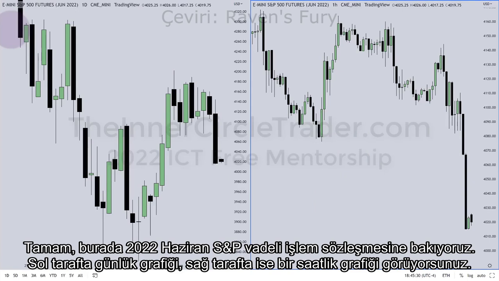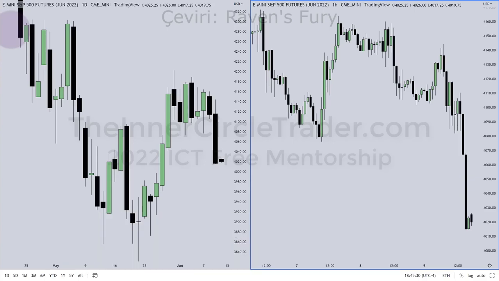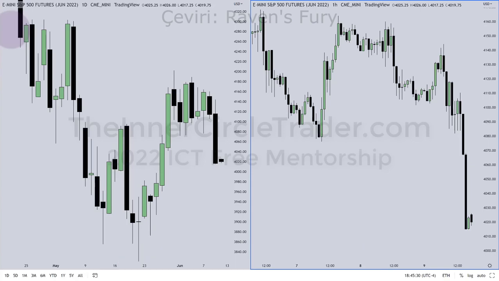All right, so we're looking at the S&P futures contract for June 2022. On the left-hand side, you can see that we have a daily chart, and on the right-hand side, it's a 1 hour chart. So I'm only going to do this to save time. Also bring your attention to levels that are sensitive on one time frame, a higher time frame, and how it's subordinate on the lower time frame to those higher time frame levels. If you don't know what I'm referring to, obviously you'll understand more as we go through.